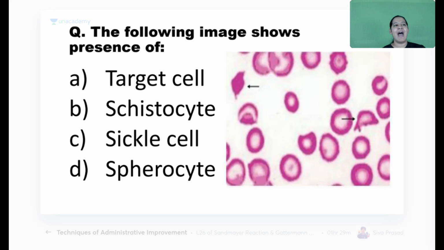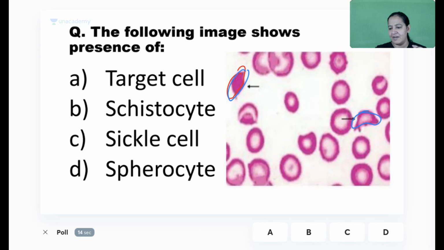So next question. Look at the arrows. And tell me what the arrows are indicating here. Who will tell me what the arrows are indicating? What is the correct answer? Is it a target cell? Is it a schistocyte? Is it a sickle cell? Or is it a spherocyte? Look at the arrows. There are two arrows.